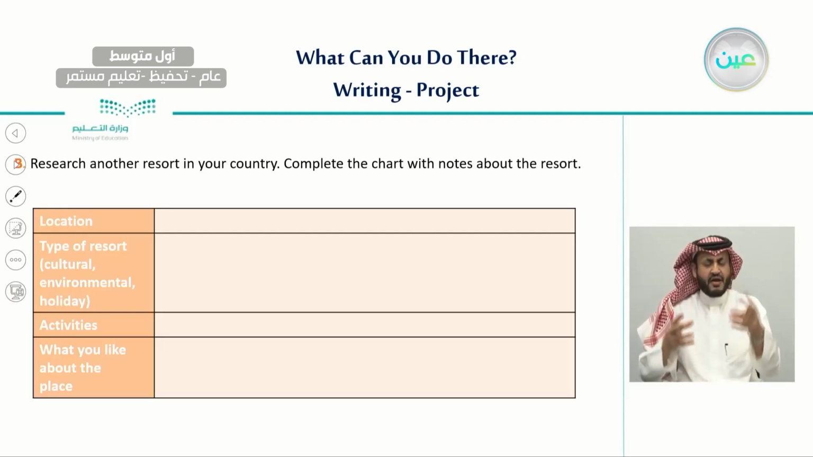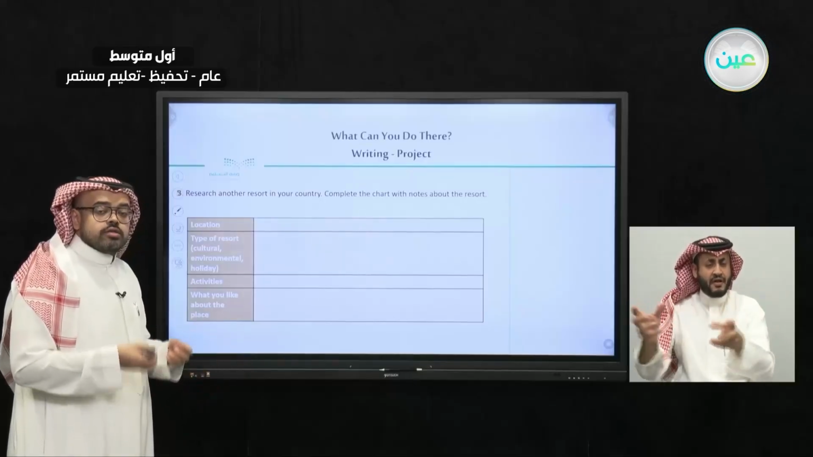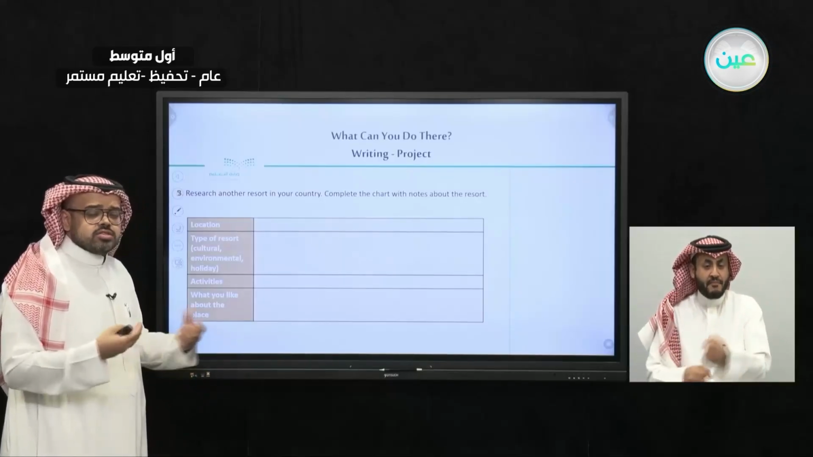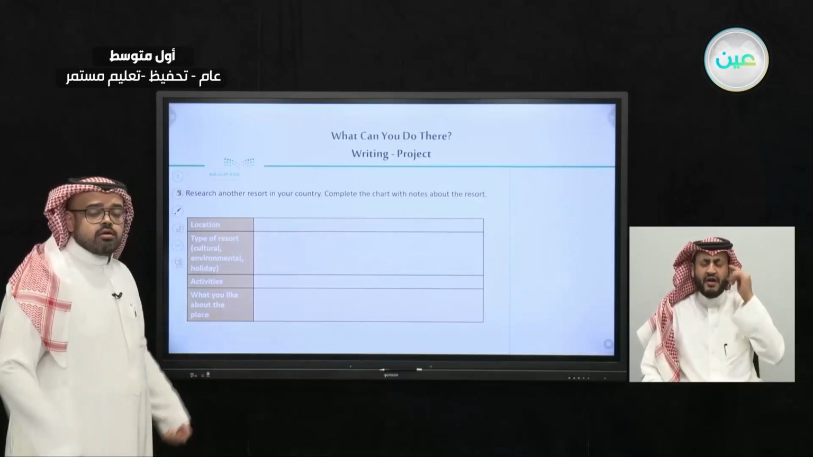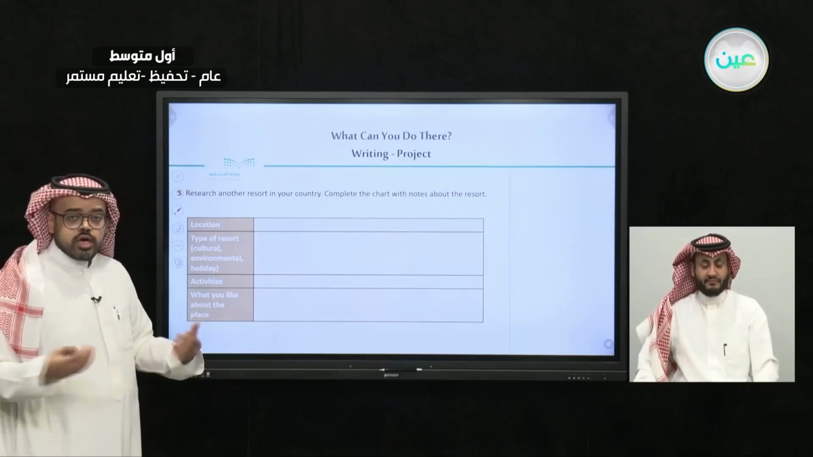So on exercise B, I would like you to research another resort in your country. Complete the chart with notes about the resort. So we have talked about many places where we can go and enjoy our holidays. So what we need to do now is just think of any resort and write down or fill this chart with the information. So I'll try to do it with you.